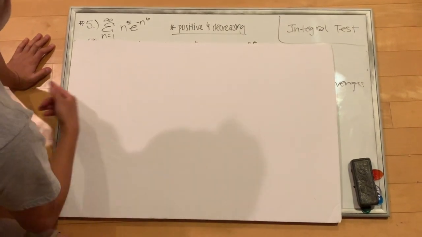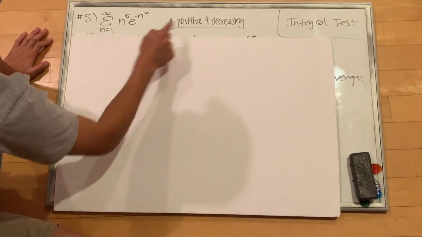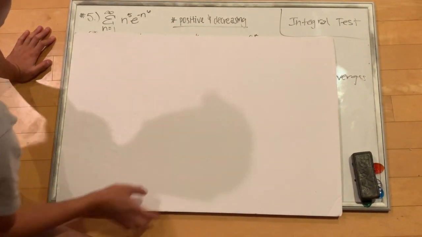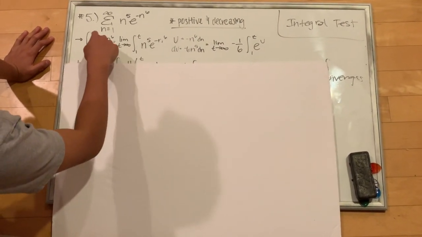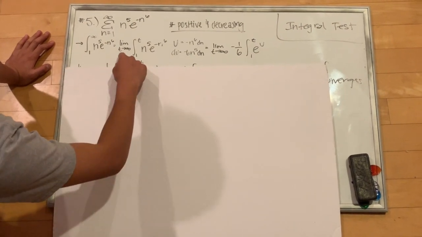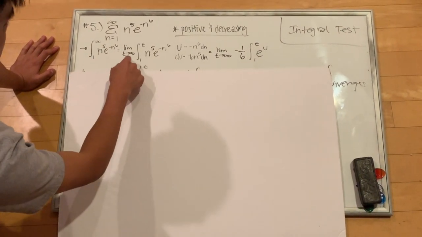And when using the integral test, we have to state the criteria, which means that the sum is positive and it's decreasing. So the first step is to set up the integral, and we don't really want the infinity at the top, so we're going to use t instead. So we use the limit as t approaches infinity.